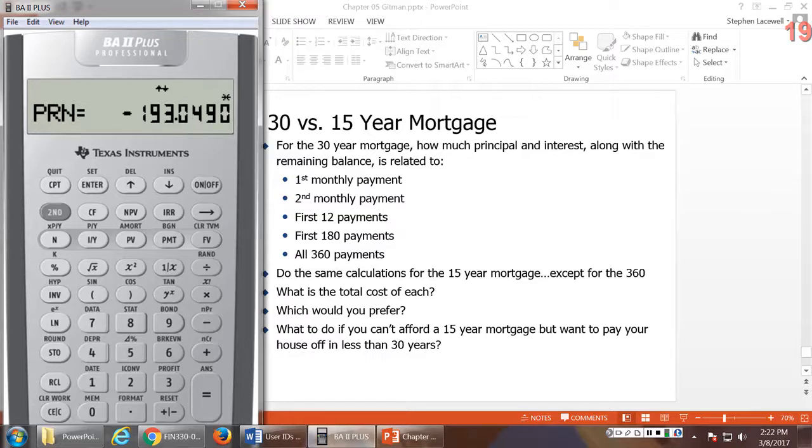Of the second payment of $858 and some change, $193.05 went to principal, and $665.86 went to interest. So more went to principal, less went to interest, but it was a small amount of difference. It was, let's see, 80, 81 cents additional went to principal, and 81 cents less went to interest.